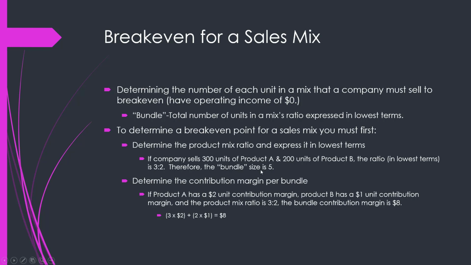For every 5 units we sell, 3 of them will be product A, providing us with a total margin of $6. The other 2 units in our bundle will be product B. And product B only has a $1 unit contribution margin. So those 2 units of product B that we move at $1 per unit contribution margin means that product B is going to provide us with a $2 contribution margin. So out of every 5 units that we sell, the overall contribution margin, given the makeup of our bundle, is expected to be $8.